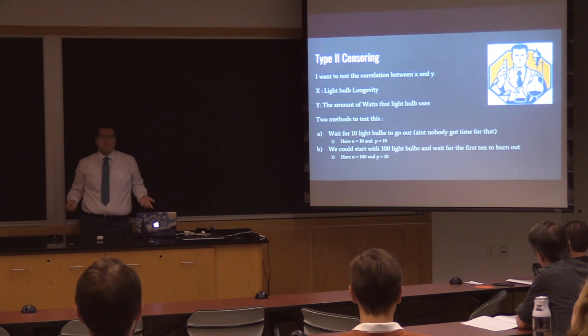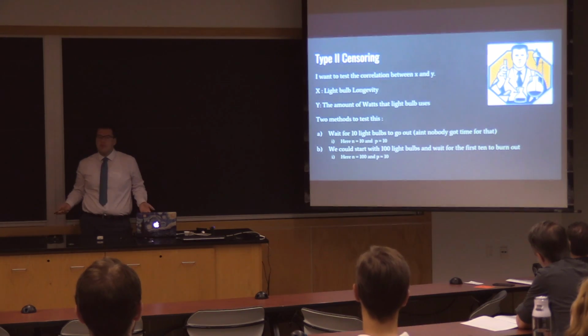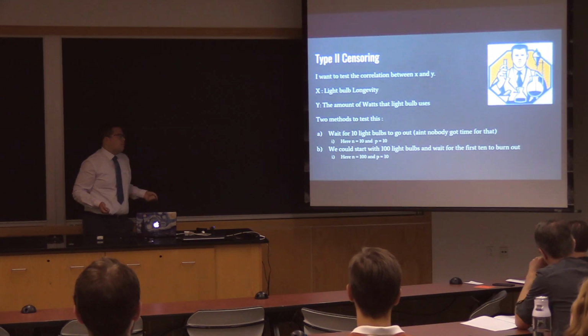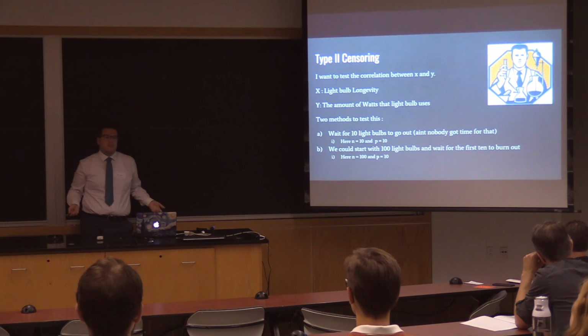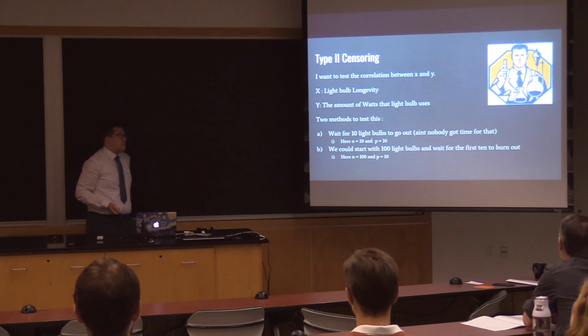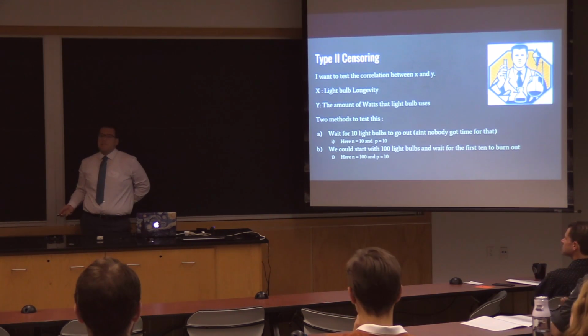Either way, both experiments give you 10 burnt out light bulbs for you to analyze, except in method A, you are waiting for 10 random light bulbs to burn out, so that could take a very long time. Whereas in method B, we are waiting for the 10 weakest light bulbs to burn out. And we suspect that that is going to affect the sampling distribution of correlation.